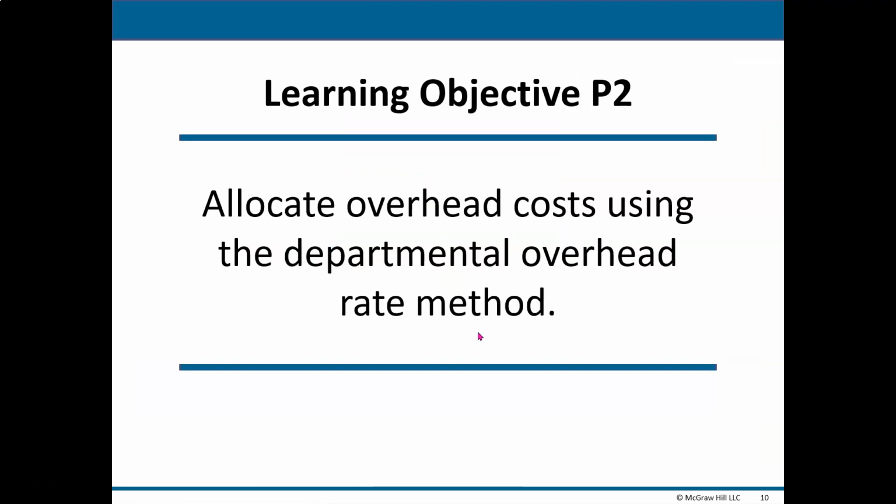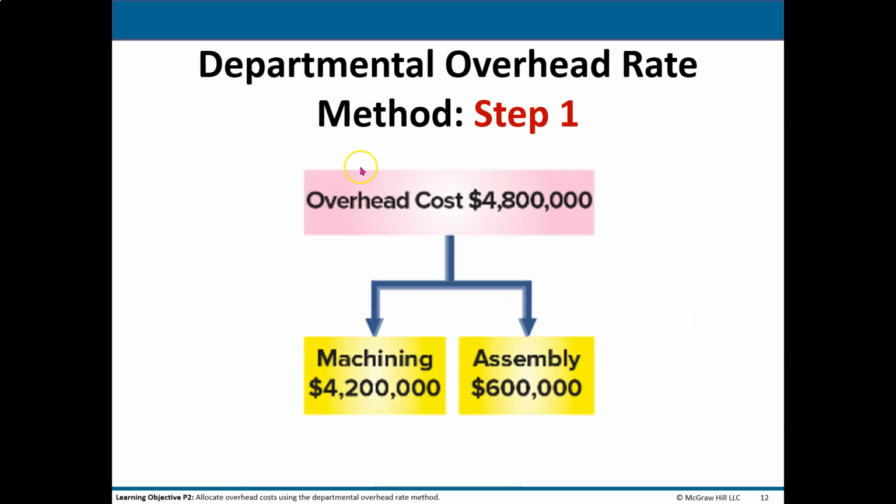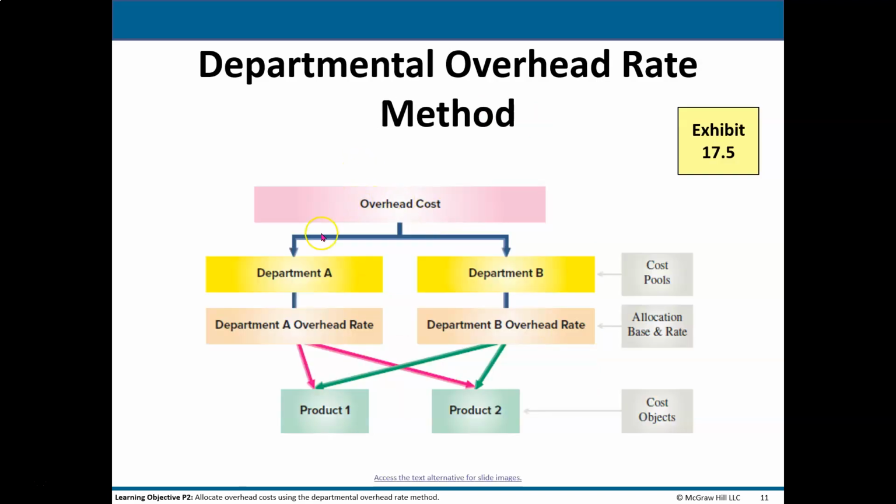Now, let's look at allocating overhead costs using the departmental overhead rate method. And this one is the next step up. It's a little more refined, so it's going to give you a little bit more accurate product cost. And the premise here is that whatever the overhead costs are, we can trace certain of the overhead costs. Remember, it was 4.8 million. We can trace some of that overhead cost to Department A and some of the overhead cost to Department B.